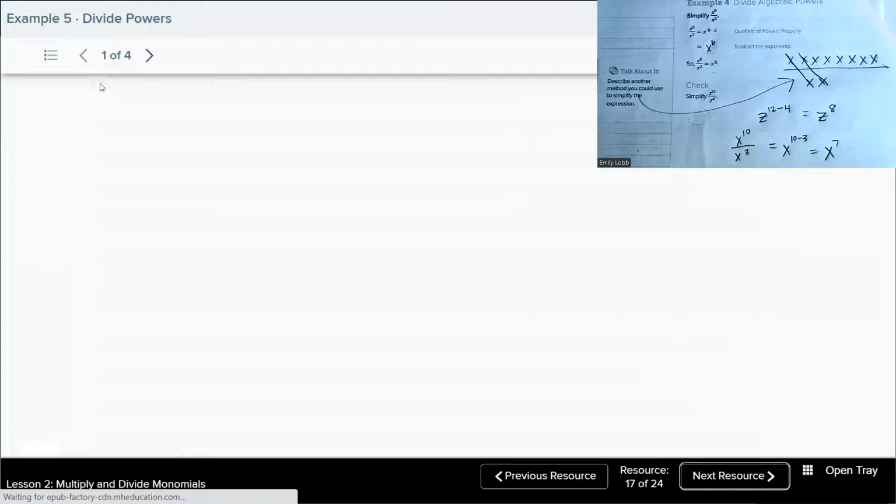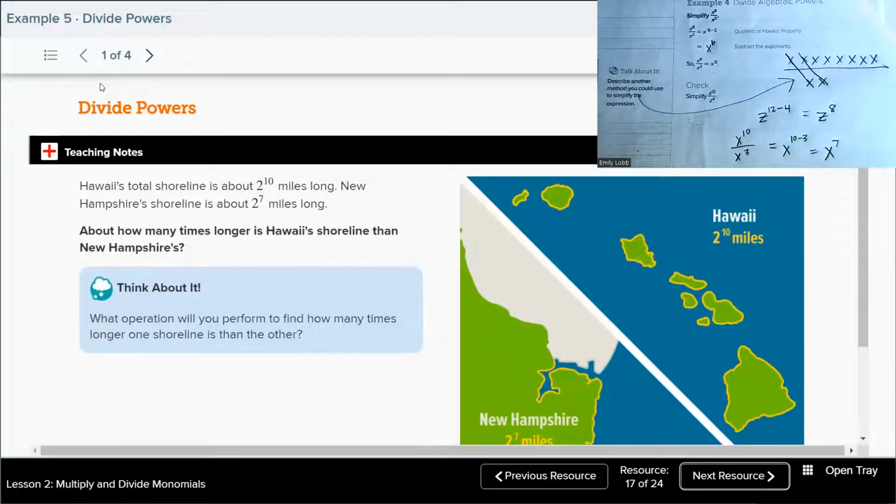All right, here is example 5. Hawaii's total shoreline is about 2 to the 10th miles long, and New Hampshire's shoreline is about 2 to the 7th miles long. Well, if we were trying to figure out how much more, then we would subtract, but this question is asking about how many times longer. That's telling us we have to divide instead of just subtract. Is Hawaii's shoreline than New Hampshire's? So we're taking the bigger one divided by the smaller one to see how many times.